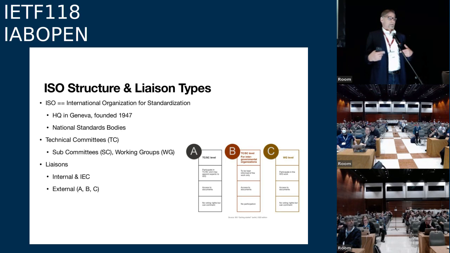Almost everything but electrics and electronics, which is covered by IEC, and you will find that other organization further down there. It was founded in 1947 and is headquartered in Geneva. It's an association under Swiss law, and its members are national standards bodies. There are currently, I think, 167 countries represented. These standards organizations send their experts to the various committees. ISO is structured into technical committees, which are further substructured into subcommittees or working groups.